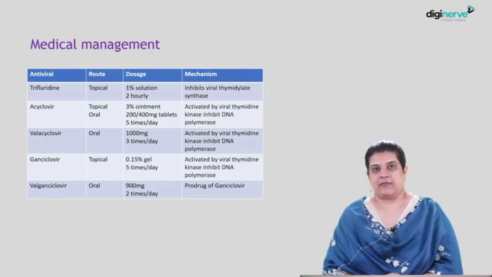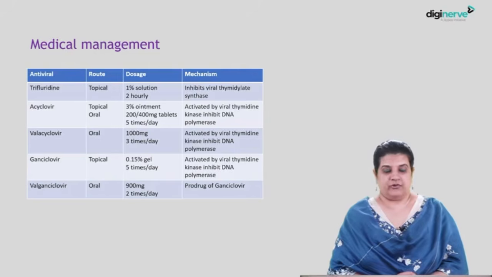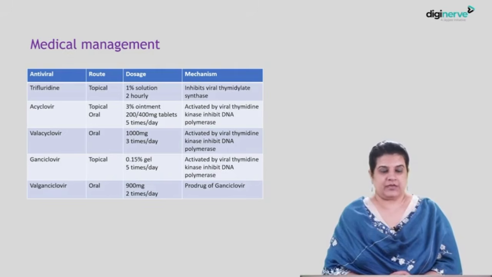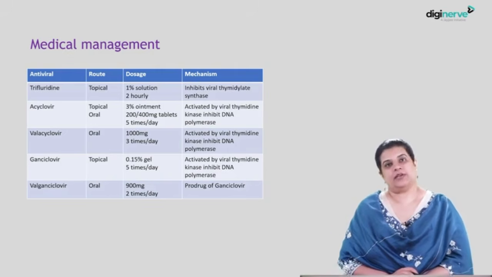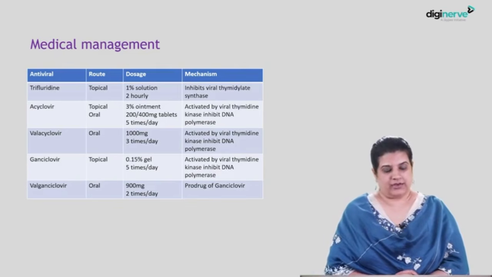Antiviral drugs can come as a short note. The commonly used antiviral drugs for viral keratitis include trifluridine, which is given topically. Acyclovir can be given topically as well as orally, and so can be ganciclovir. Valacyclovir and valganciclovir are given orally.